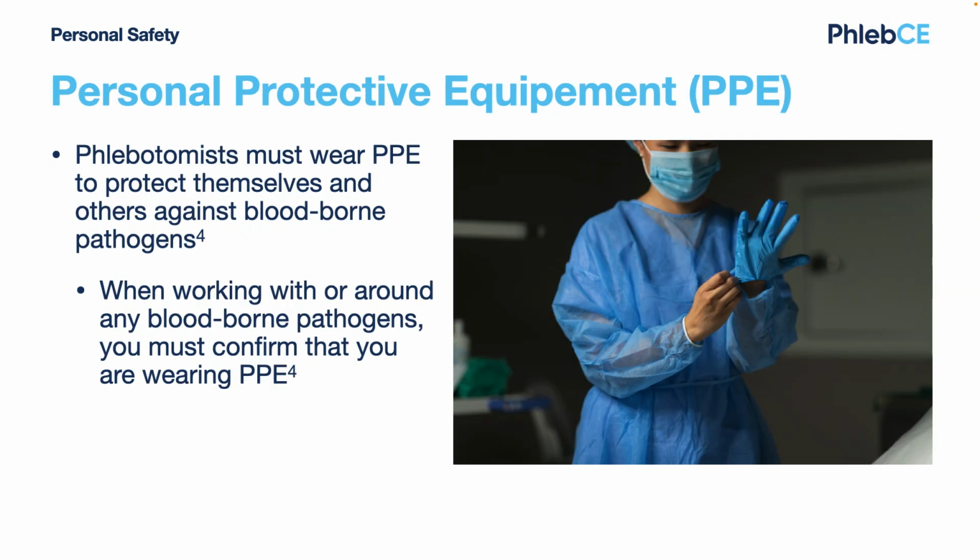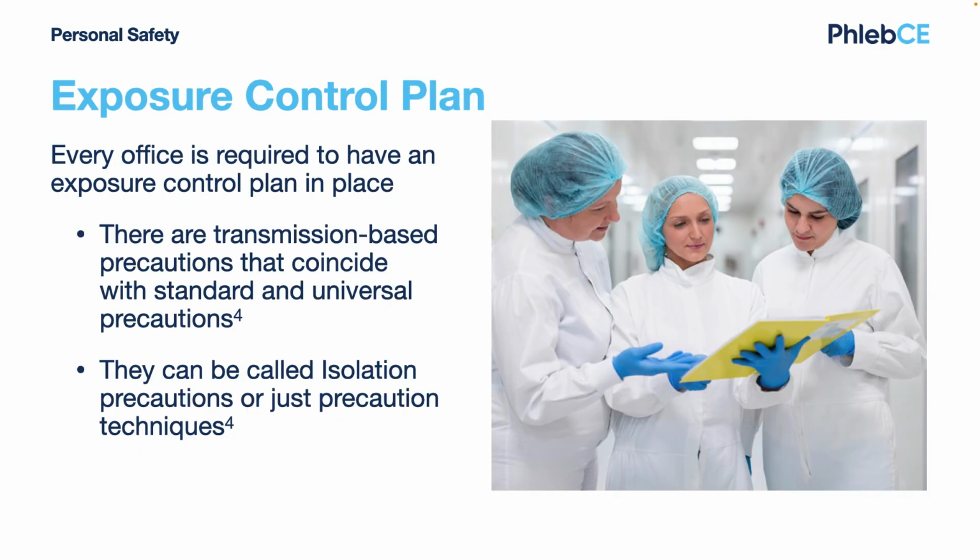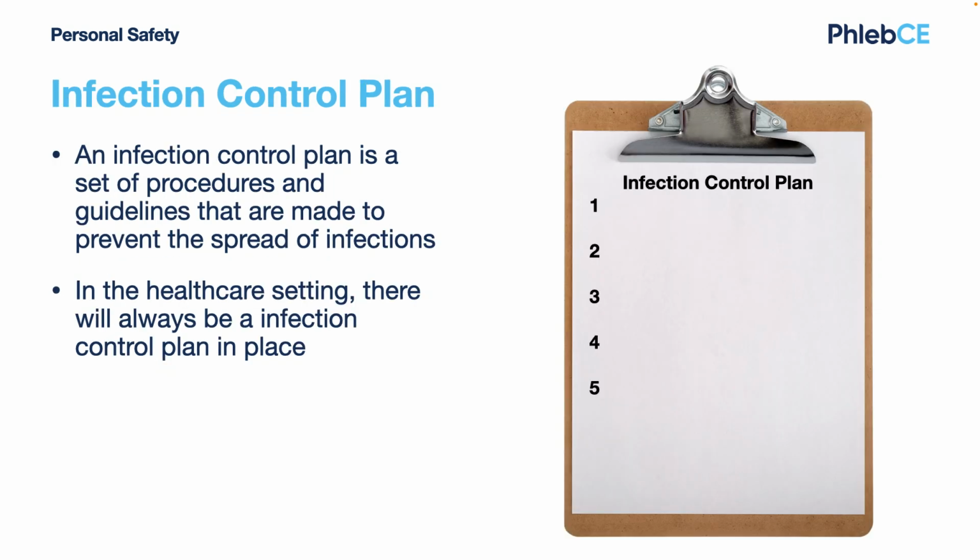We talk about the importance of PPE, specifically donning and doffing. We briefly touch on the chain of infection. And lastly, we talk about exposure control plans and infection control plans.